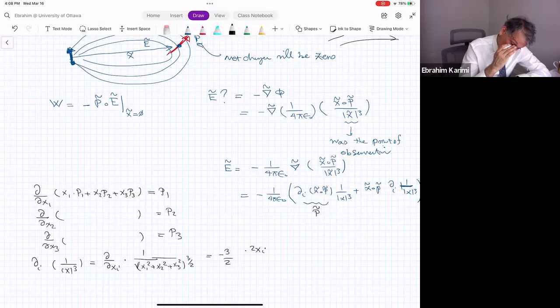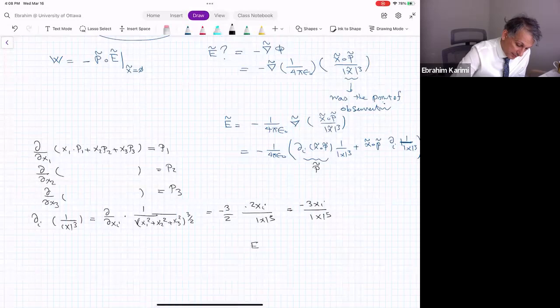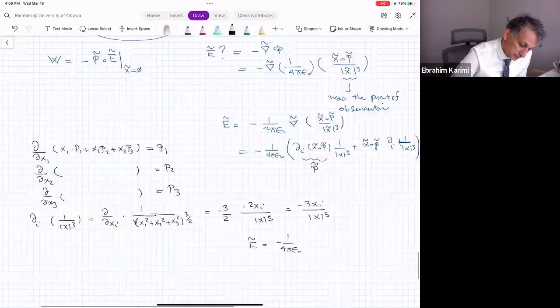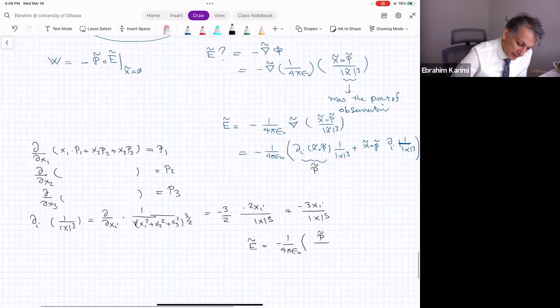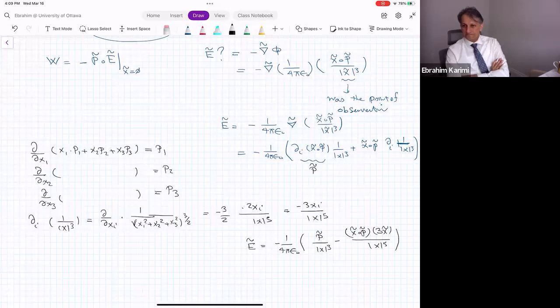All right, divided by x to the power of 5. That will be minus 3xi divided by x to the power of 5. Do you agree? So then the electric field that I am expecting will be minus 1 divided by 4 pi epsilon 0, p divided by x cubed, minus x dot p times 3x divided by x to the power of 5. Do you agree? No mistakes?